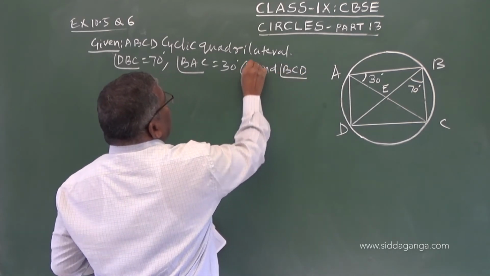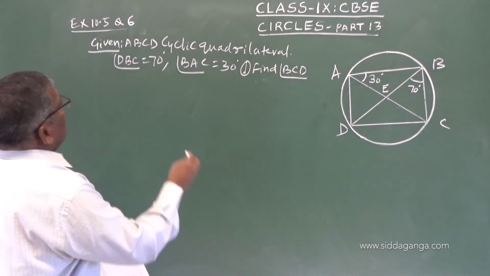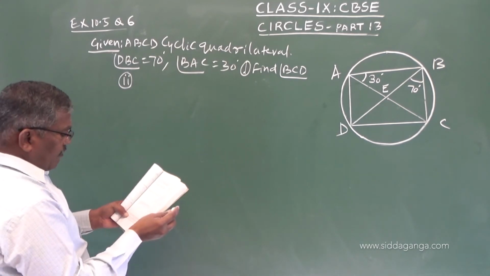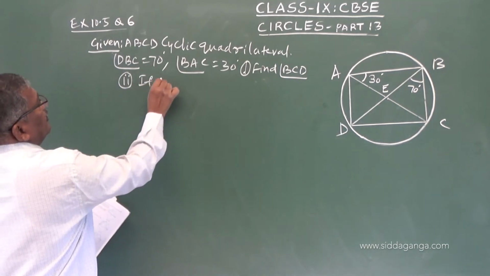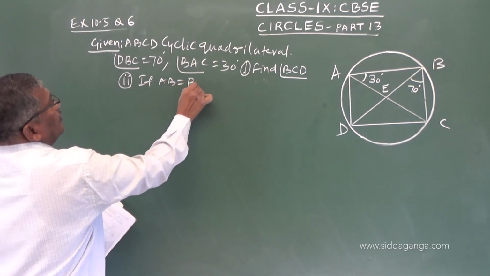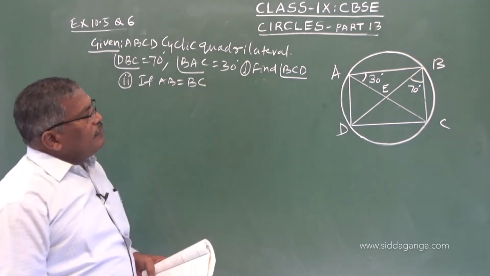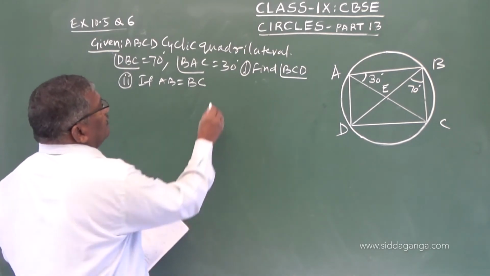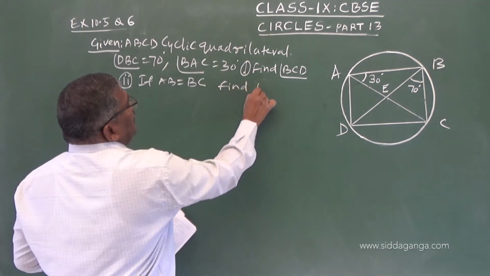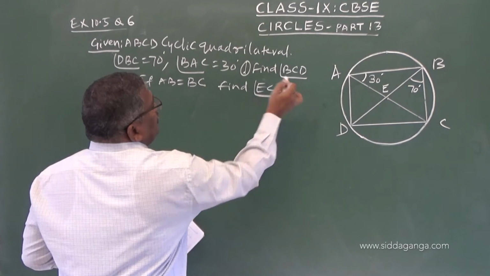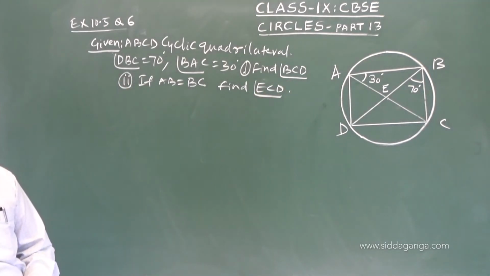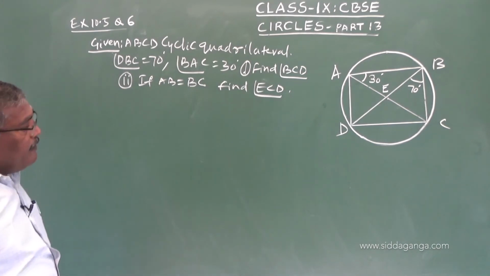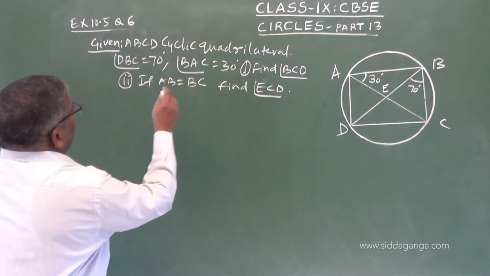So this is one sub question, and there is a second sub question in it. If AB equals BC, in this AB equals BC, find ECD. So there are two questions in it. Now, let us take one by one.